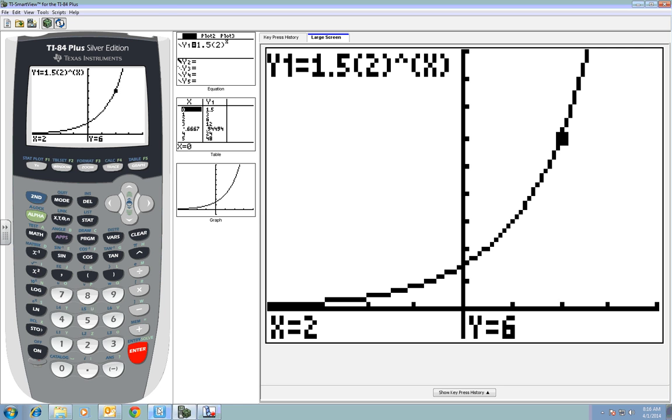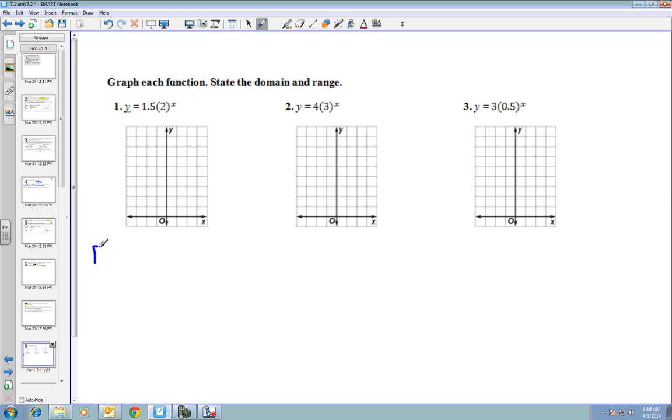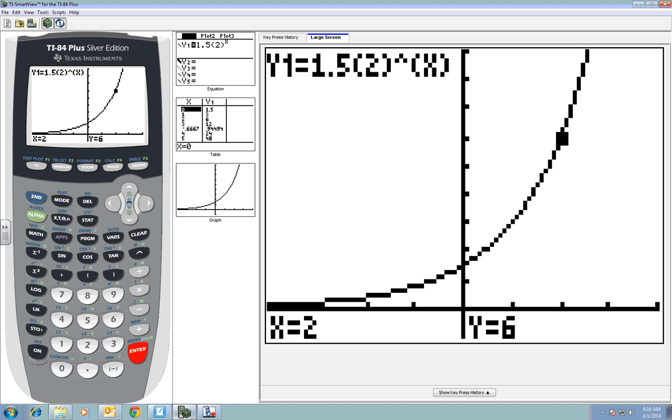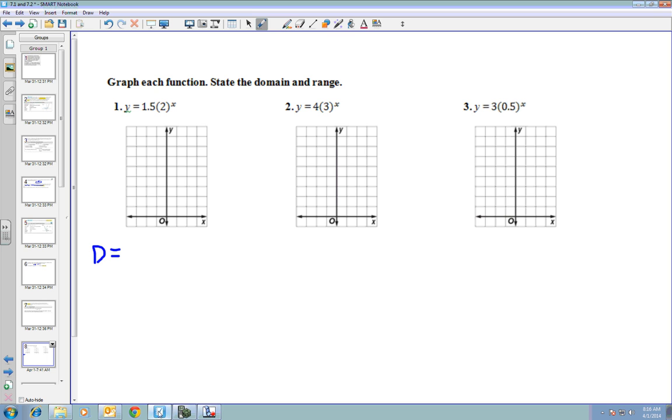All right, so on my paper, let's list the domain. So when I'm looking at the graph, how far left and how far right does this graph go? Did you fix it? Okay. All right. From the left, it goes all the way to negative infinity. And to the right, see how it looks like it levels off? But if I keep going and going, it's going to keep going to the right. Okay? So my domain for number 1 would be what? Negative infinity to infinity, or I could put all reals.